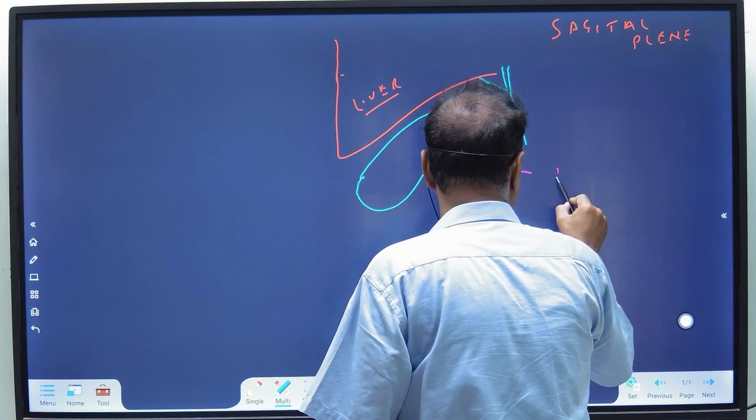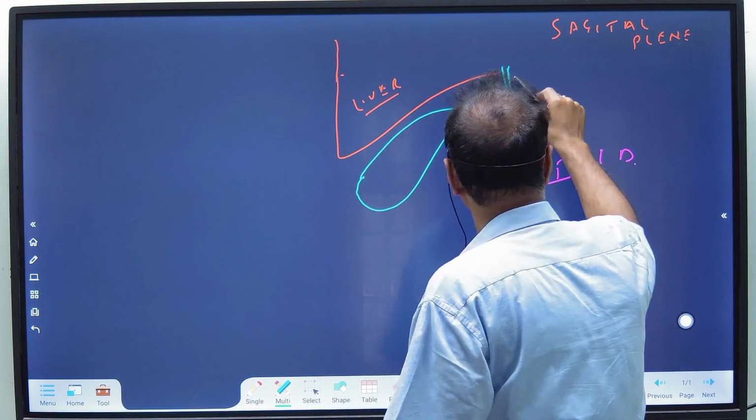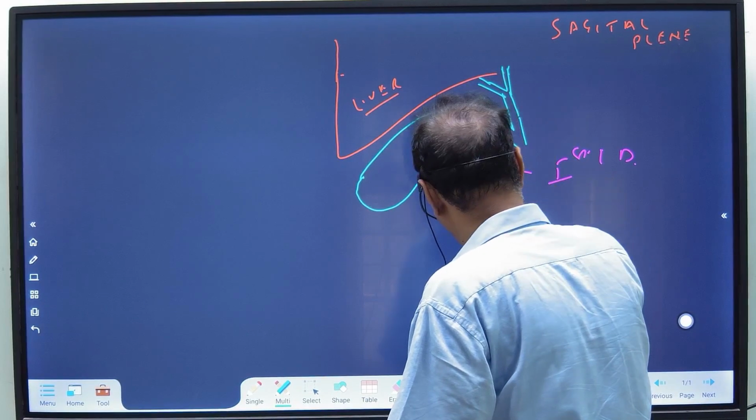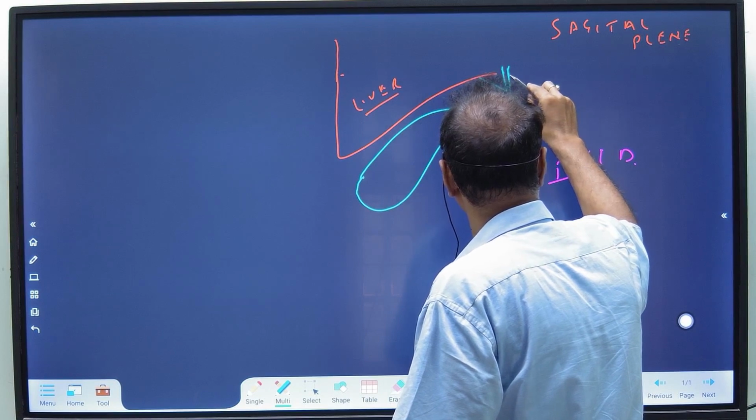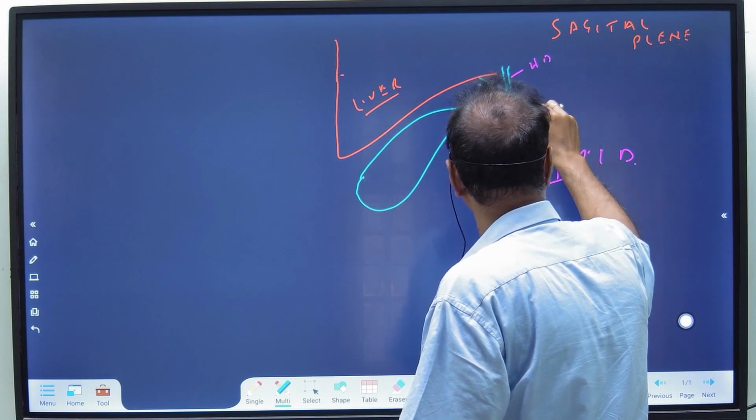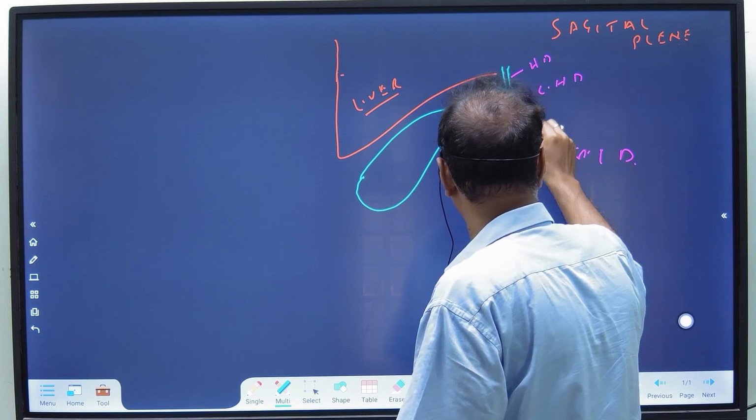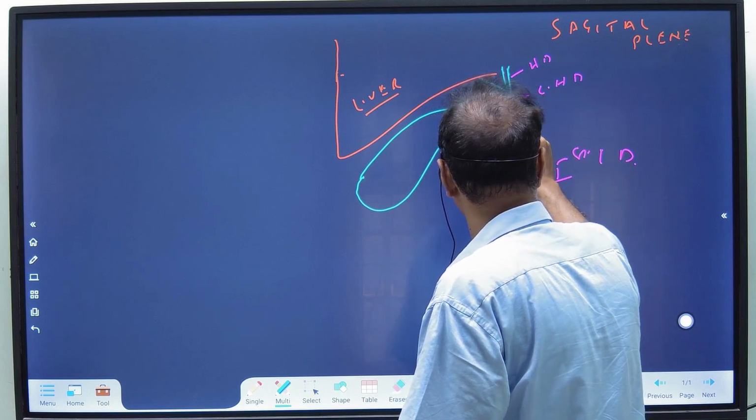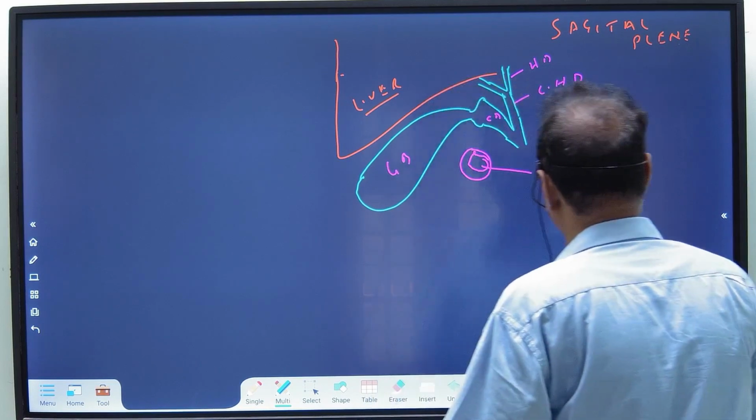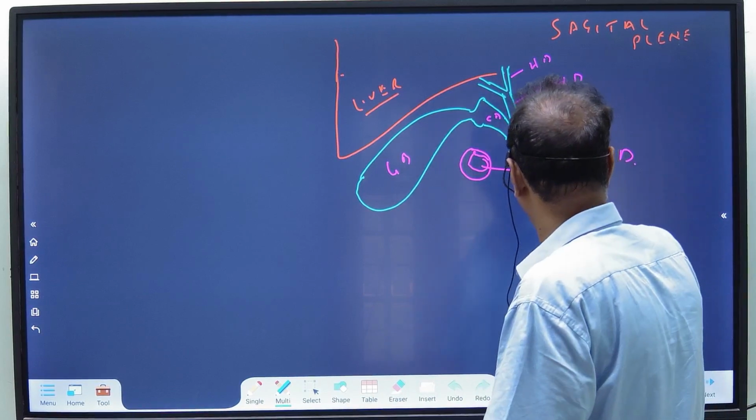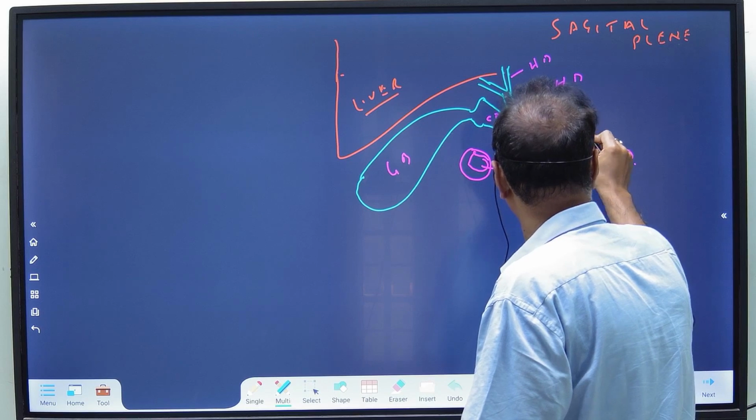This is the first part of duodenum. Here we have the right and left hepatic duct. This is the hepatic duct. One hepatic duct is the common hepatic duct. This one is the cystic duct, which is of the gallbladder. This one is the gallbladder, and here we have the common bile duct.